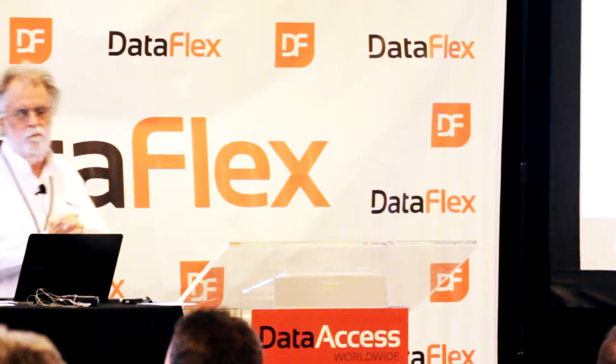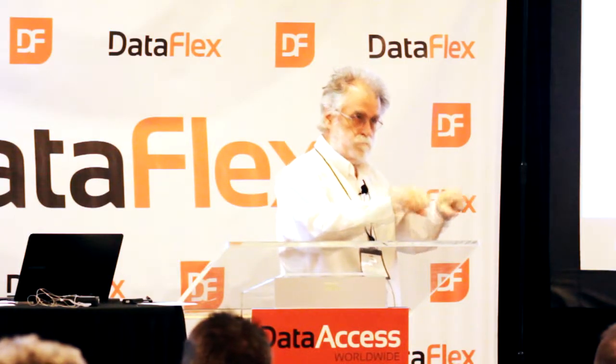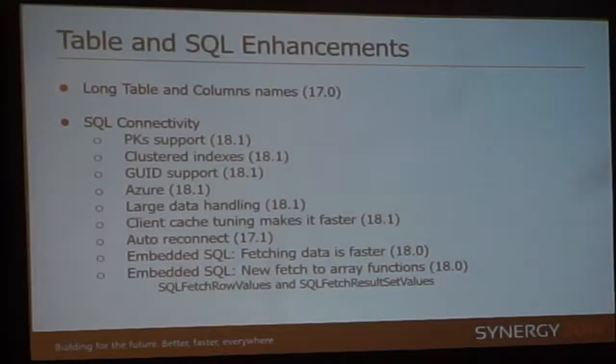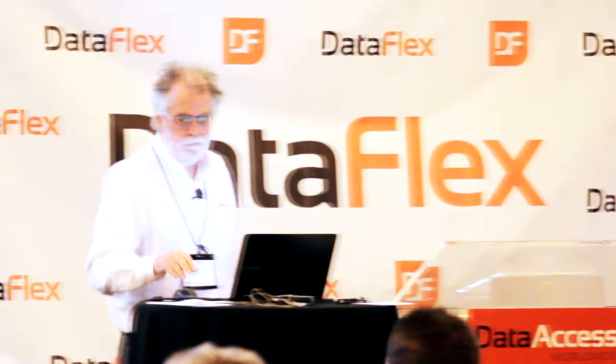Lots of SQL connectivity improvements. We're supporting primary keys, clustered indexes, GUIDs. We support the Azure database much more natively. We handle large data better. The client caching has been tuned to make it faster. There's this great feature added a while back, auto connect. So if you lose your connection, it reconnects transparently without causing any problems. There have been improvements in embedded SQL. The fetching of data is faster, and then we even created functions that let you fetch an entire row of information or an entire set of information in a single command that returns it as an array. So lots of nice new stuff there.